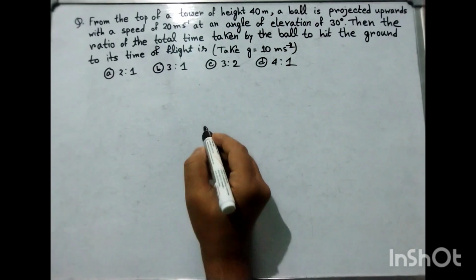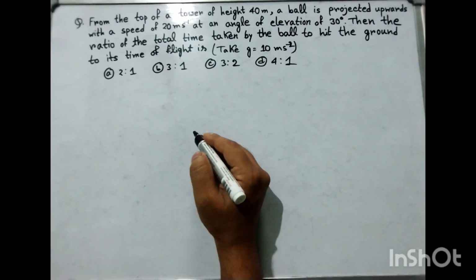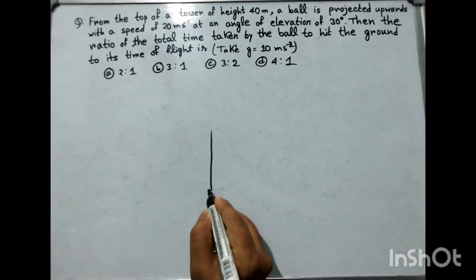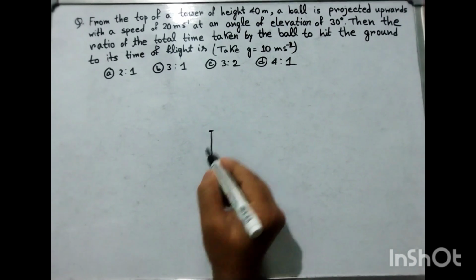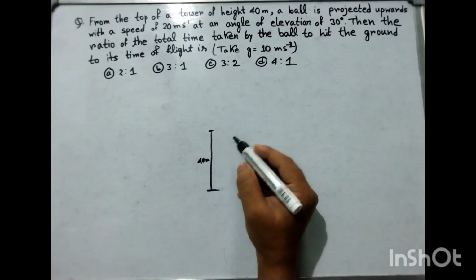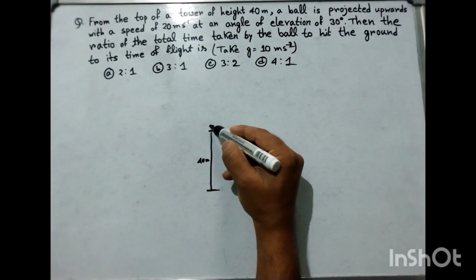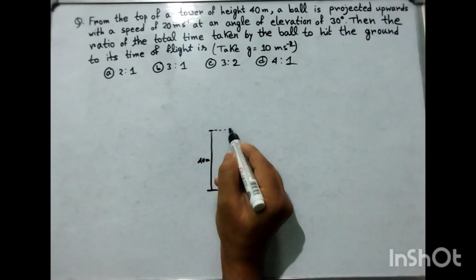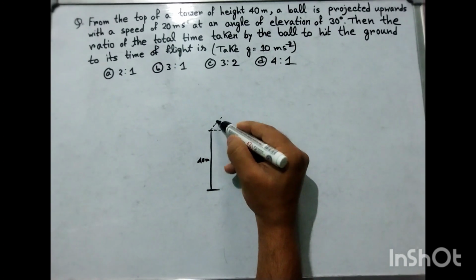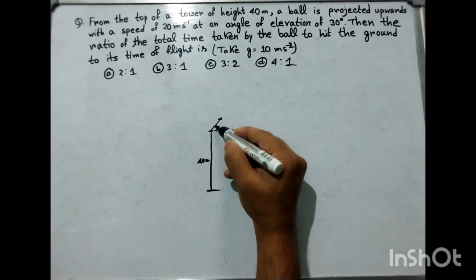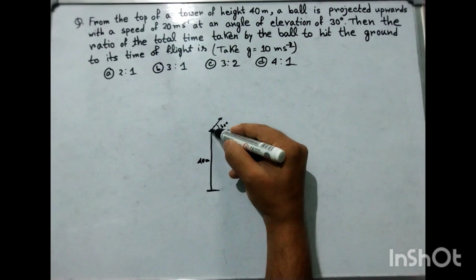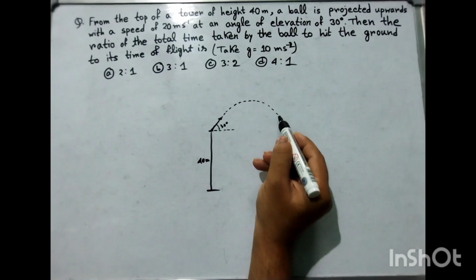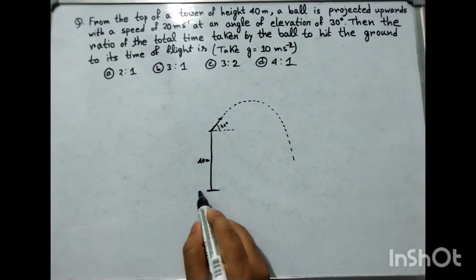What is this question saying? This question is saying, from the top of a tower of height 40 meter, there is a tower whose length is 40 meter. Now a ball is projected upwards with a speed 20 meter per second and at an angle of 30 degree. At an angle 30 degree the ball is projected. This is the ground.